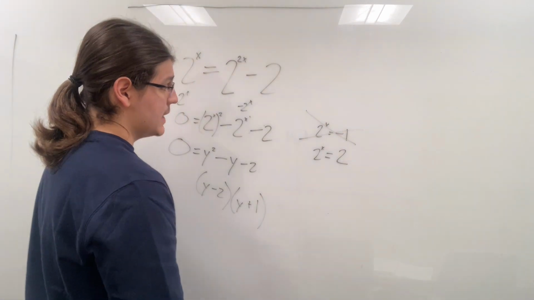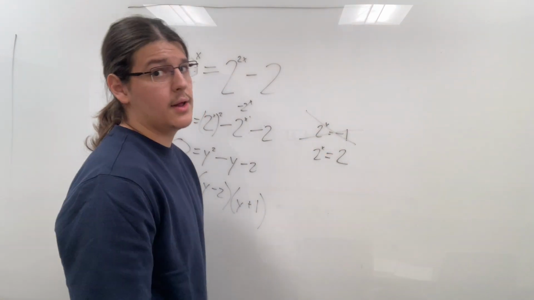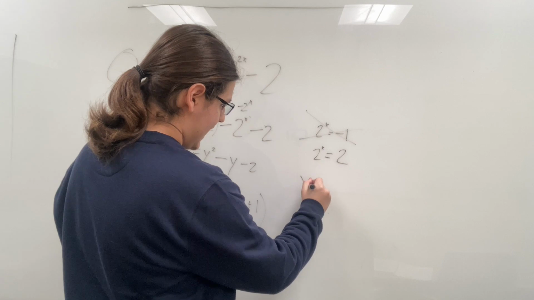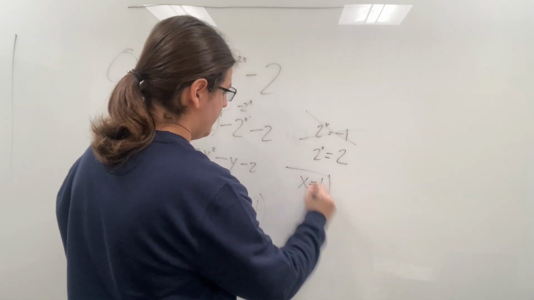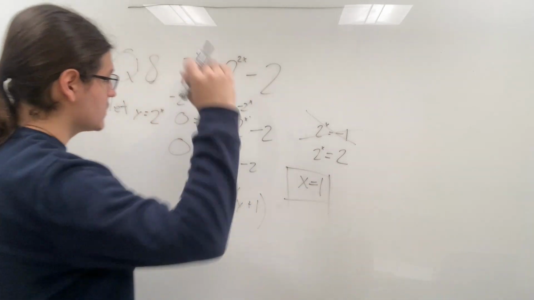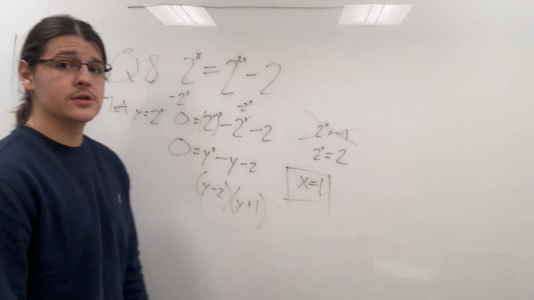Cross it out. And 2 to the power of x is equal to 2? Well, come on. x is equal to 1. Only solution.